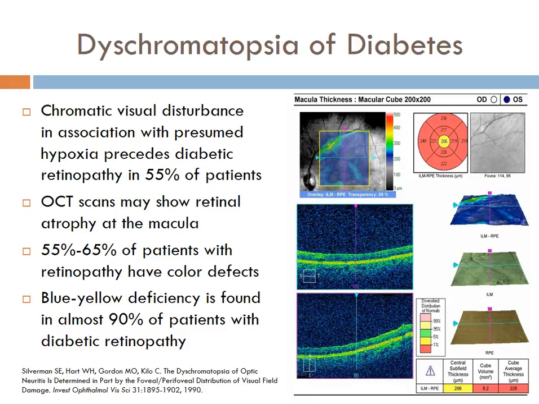So a chromatic visual disturbance in association with this presumed hypoxia that precedes diabetic retinopathy occurs in 55% of the patients. So if I lined up 100 people that have diabetes, if they're going to have some abnormal findings, 55% of them can have a loss of color vision before I see anything wrong with them.